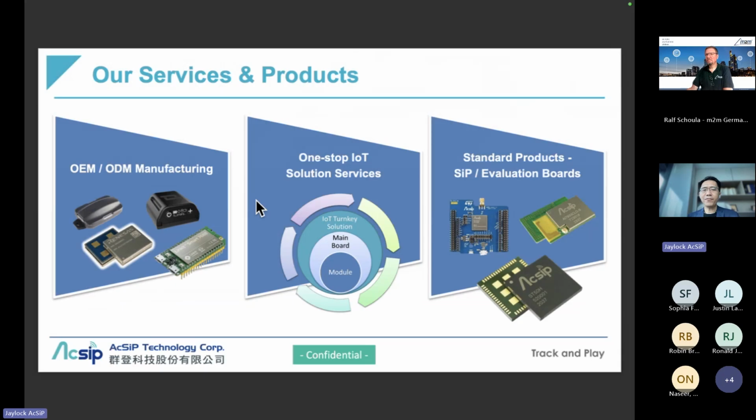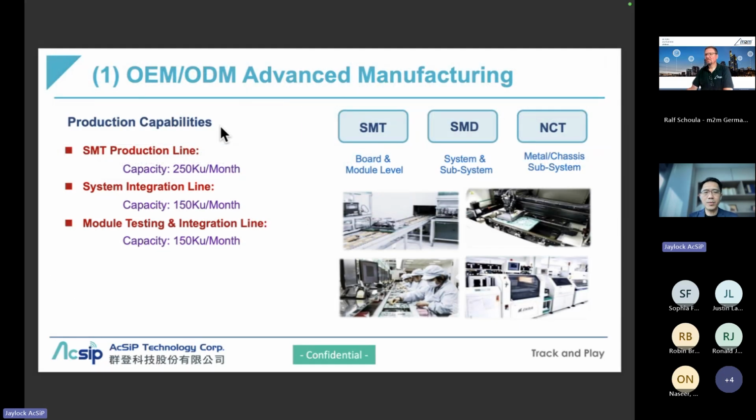We basically focus on 3 types of services and products. The first one is OEM and ODM manufacturing. The second one is the one-stop IoT solution service. And the third one is our standard product. Let me go over our OEM service first.